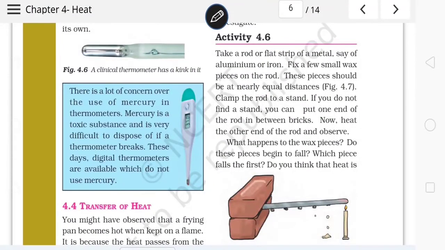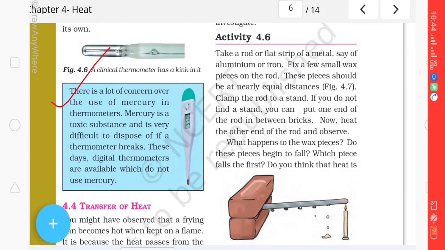Also, there are some facts which we must know. There is a lot of concern over the use of mercury in thermometers. Mercury is a toxic substance and is very difficult to dispose of if a thermometer breaks. These days digital thermometers are available which do not use mercury. So mercury is a toxic substance, that means it is harmful for our health. It is also very difficult to dispose of.